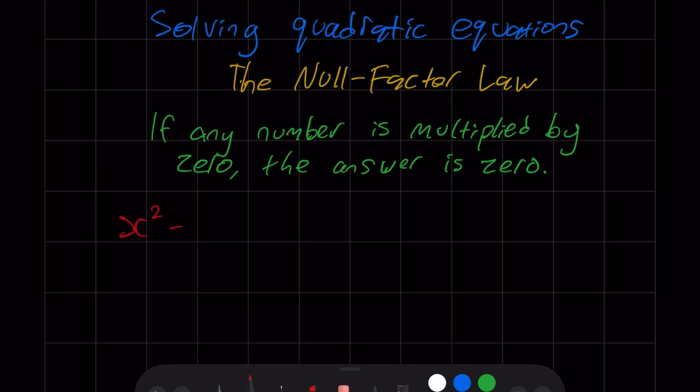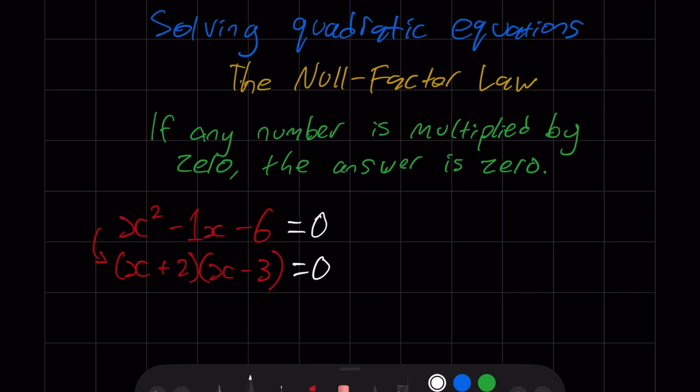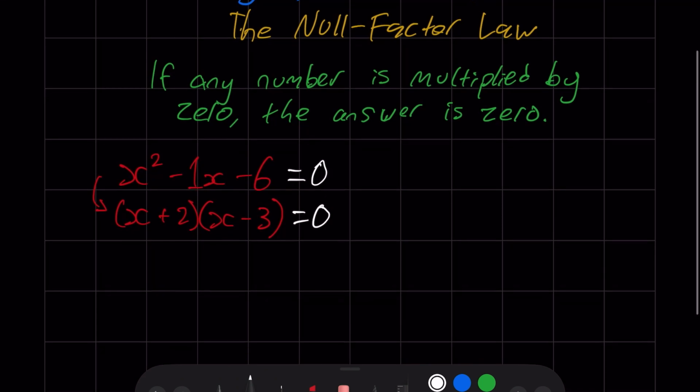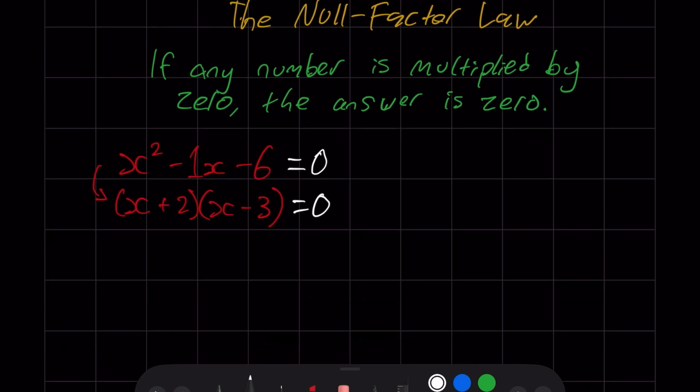If we are given a quadratic equation like x squared take x take 6, we follow our factorizing techniques and we get to x plus 2, x take 3. That is factorized. We know that to solve this is to find our x-axis intercepts, which is at y equals 0. So we want to find out where this equation equals 0. We use the null factor law. If any number is multiplied by 0, the answer is 0.